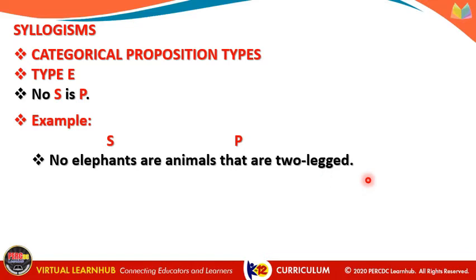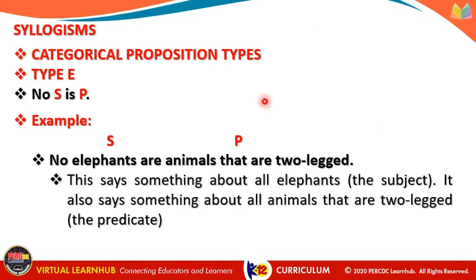Now, from this proposition, we can see that this says something about all elephants, which is our subject. We know that all elephants are not two-legged. So it says here, no elephants are animals that are two-legged. Therefore, we know that all elephants are not two-legged.